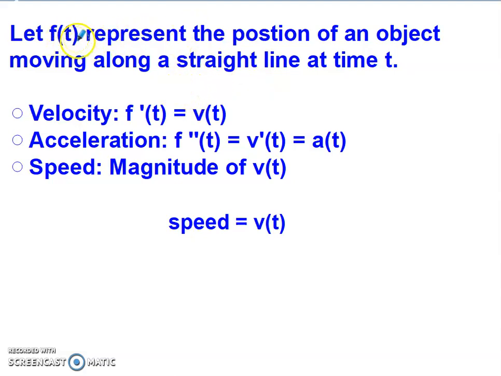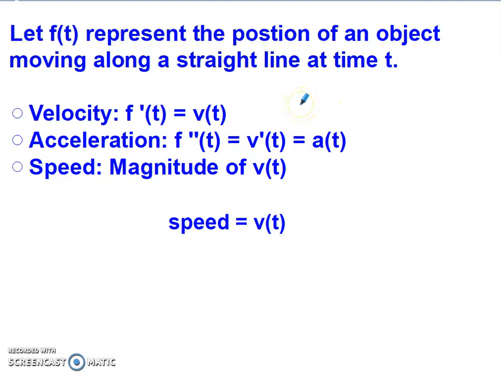This applies to a situation where you've got a function that represents the position of an object moving along a straight line. That line can be the x-axis, can be a horizontal line, could be the height of an object, just vertical motion being considered only, not horizontal motion. So not two-dimensional motion, but linear motion.